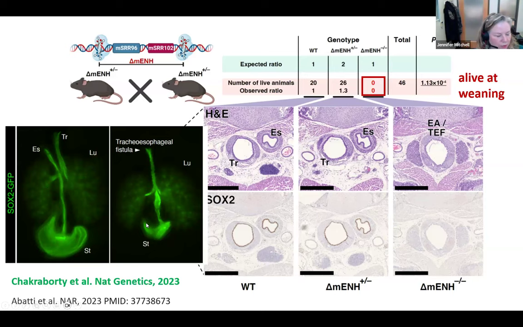This was actually one of the known roles of the SOX2 transcription factor in development. It had been observed previously to have a role in this tracheal esophageal separation. And now we've been able to identify that this enhancer that gets aberrantly expressed in cancer is involved in expressing SOX2 in this context to allow for the separation of the trachea and the esophagus.